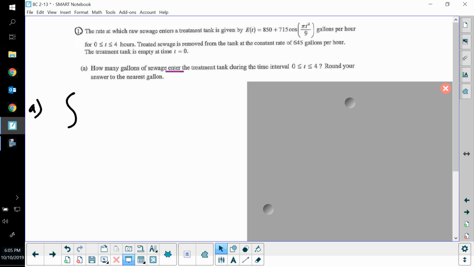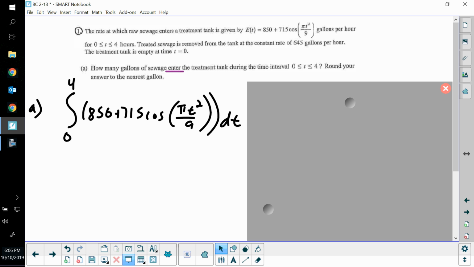Again, this is part A. We're starting at time 0, and we're going to time 4. And our entering rate of change is the E of t there. So that's just the integral of 850 plus 715 cos of pi t squared over 9 dt. So this is an expression, or an integral, that can be put in the calculator now, and we can just round it to the nearest gallon.